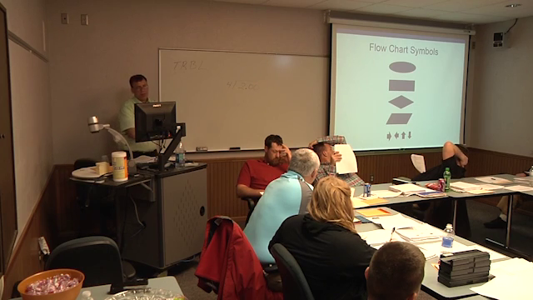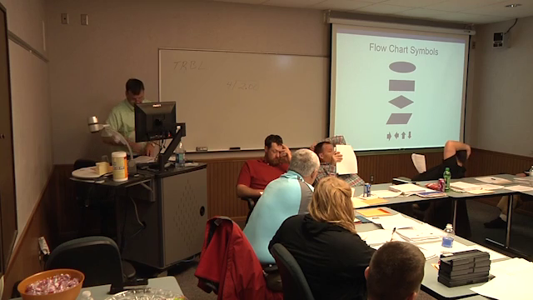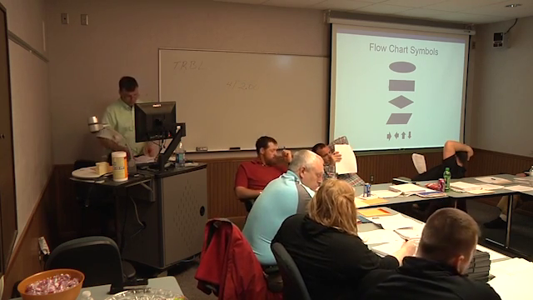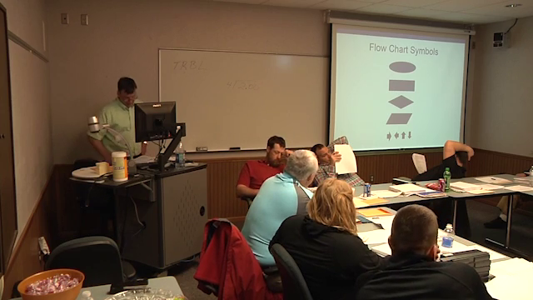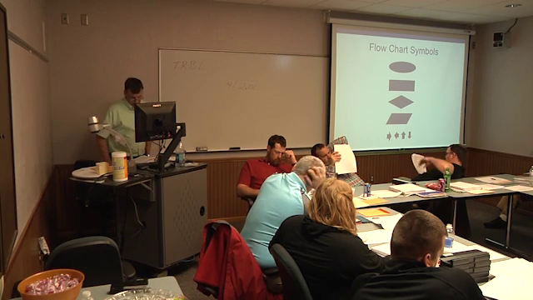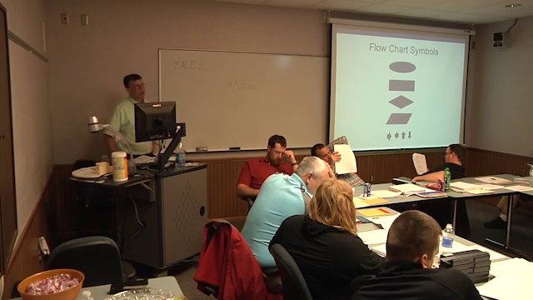There are 5 of them. The oval, the elongated circle, shows the beginning of a process. You've got the rectangle, which indicates there are instructions or actions. The diamond is a point at which a decision is made.